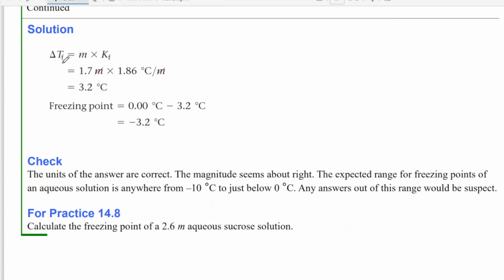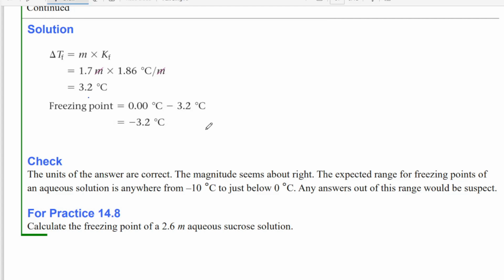Alright, so the delta T is calculated as 1.7 molal times 1.86 degrees C per molal for water, which gives us a change in freezing point of 3.2 degrees C. The normal freezing point for water is 0 degrees C, so we just subtract the 3.2 degrees C from 0, giving us a freezing point for this solution of negative 3.2 degrees C.